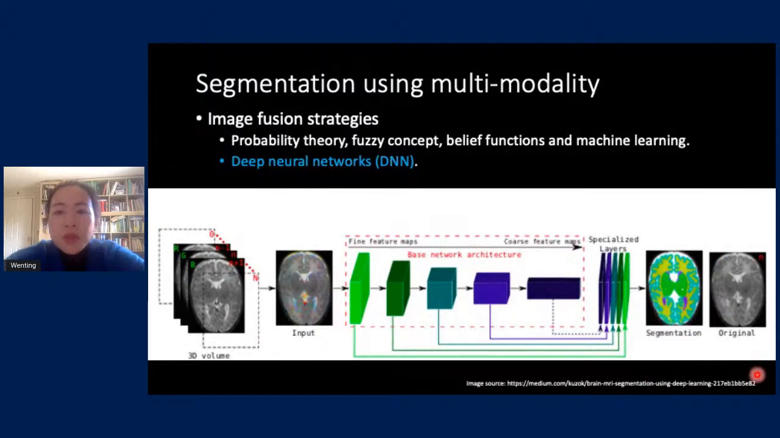Due to the variable size, shape, and location of the target tissue, medical image segmentation is one of the most challenging tasks in the field of medical image analysis. For multimodal fusion-based segmentation, many methods have been developed over the years. Mostly, they are based on probability theory, fuzzy concept, belief functions, and then machine learning. For the methods based on probability and machine learning, different data modalities have different statistical properties, which makes it difficult to model them using shallow models.